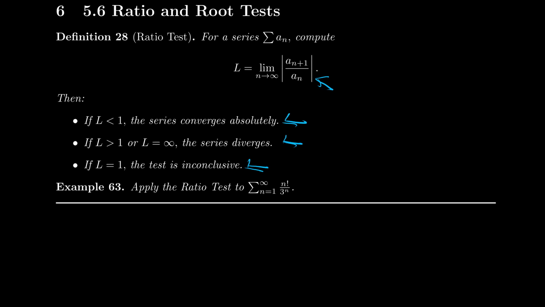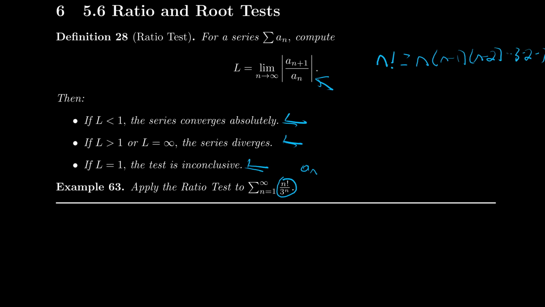We're going to apply the ratio test to this bad boy. So this guy right here, n factorial over 3 to the n, is a sub n. Now, I want you to remember, this is important to remember this, n factorial is equal to n times the next number down, times the next number down, so on and so forth, until you get down to 1. Okay?